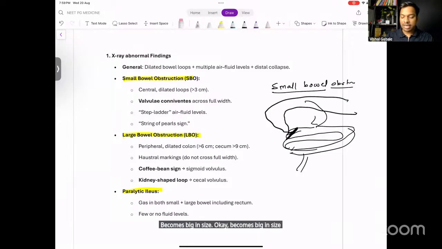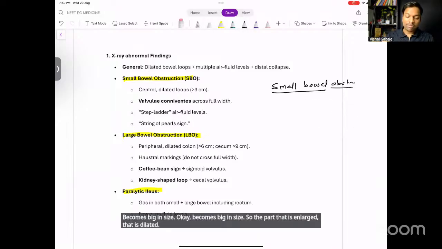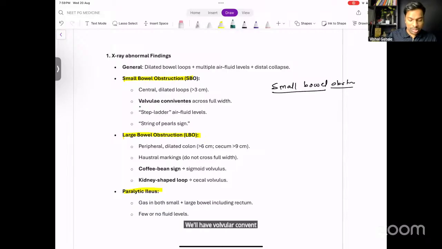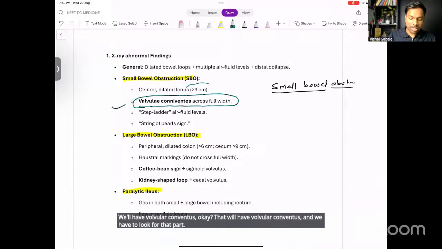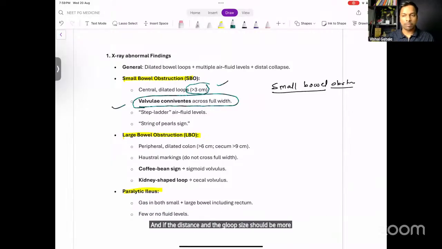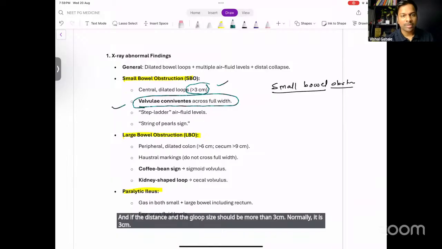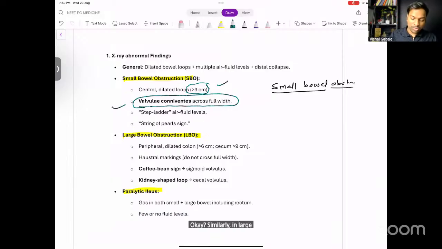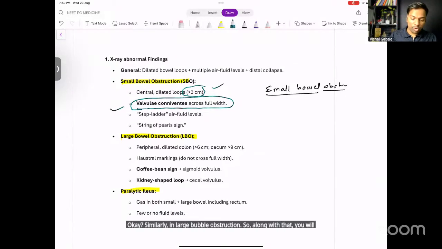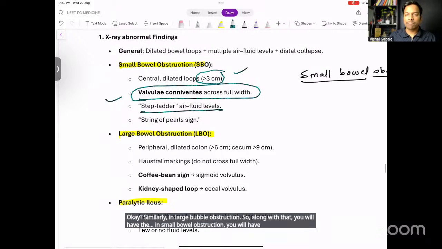The part that is enlarged, that is dilated, will have valvulae conniventes, and we have to look for that part. The loop size should be no more than 3 centimeter; normally it is 3 centimeter. Similarly, in small bowel obstruction, you will have step ladder air fluid levels, and the string of pearls sign will be there.